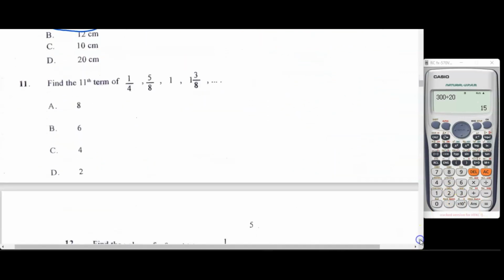Moving on to the next, find the 11th term of the sequence, which is shown here. But actually, we don't know the sequence. We don't know which type of sequence is over there. So the question is, how do we determine that? Okay, we have 1/4, we have 5/8, we have 1 whole number 3 on 8.